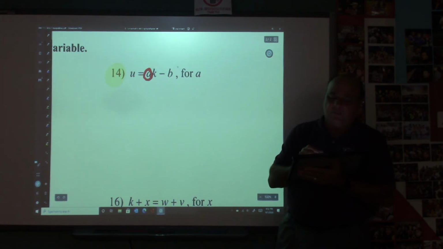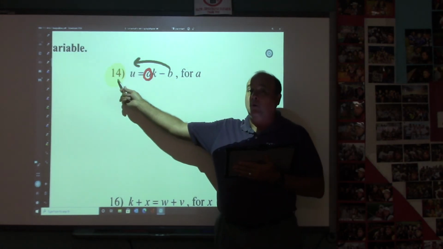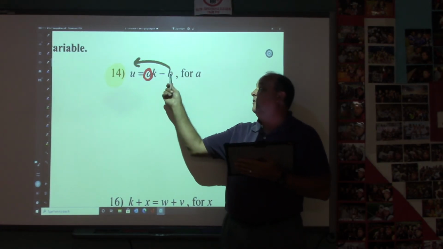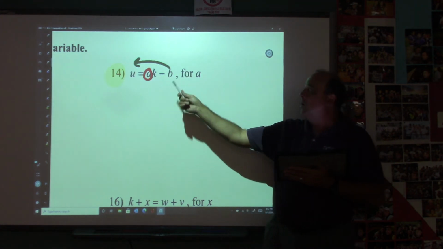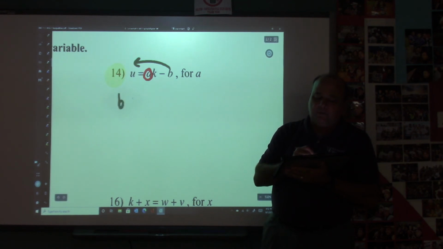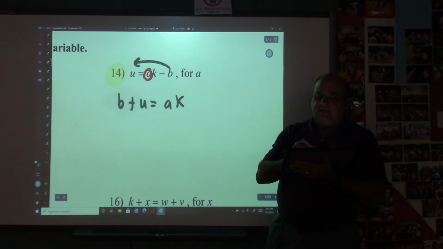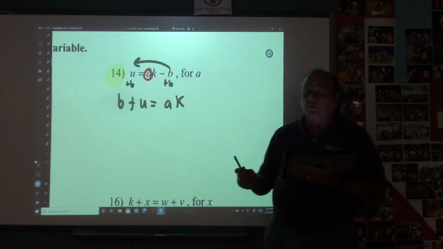So we're going to take the B, maybe I've got a different color here, and move it across, aren't we? What's going to happen to the negative B when we move it across? Excellent. The negative B will turn into a positive B, won't it? And put them in alphabetical order. Since B's in front of U alphabetically, I'm going to have a positive B plus U equals AK. Basically, you're taking the B and you're adding it across, right? But if you can figure out the sign switches, that's all you've got to do.